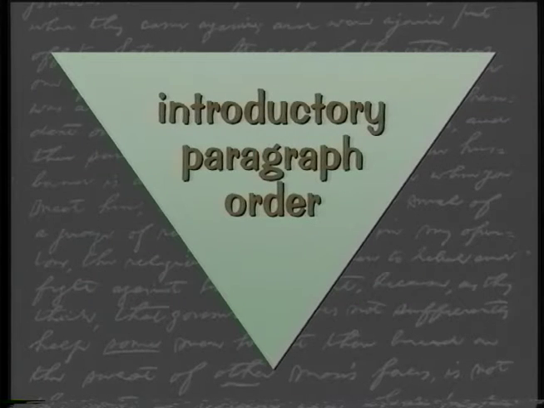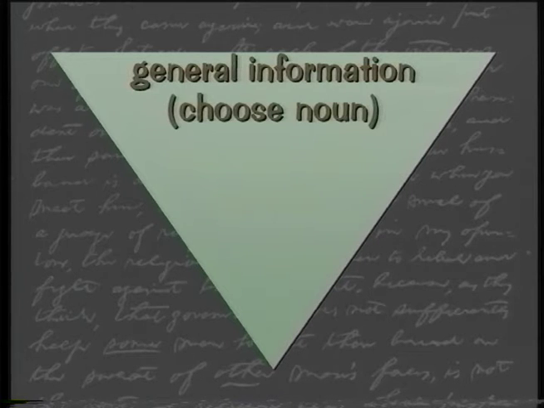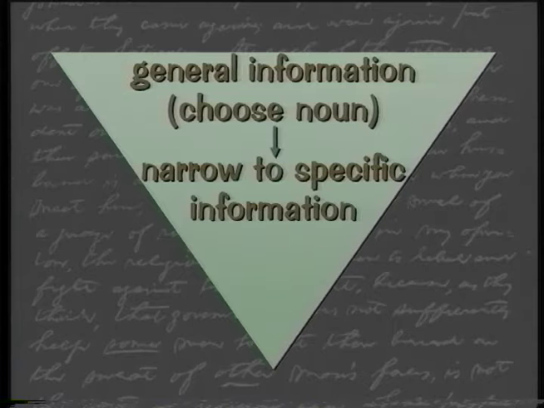Be thinking of your introductory paragraph in the idea of an upside down or inverted triangle. You're going to start with some general information. And how do you do that? Well, once you have your thesis, choose some noun in your thesis and start writing information about it. You do not want to go too far back. You want to choose just a noun in the thesis. Then you're going to narrow to specific information about that particular noun. And then eventually you're going to get to your thesis.